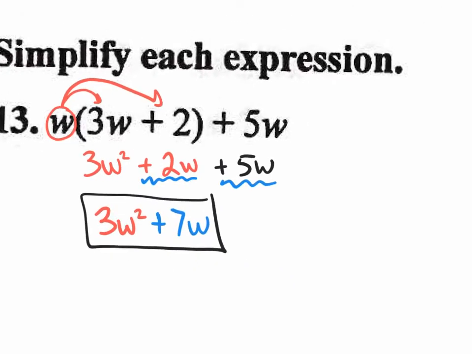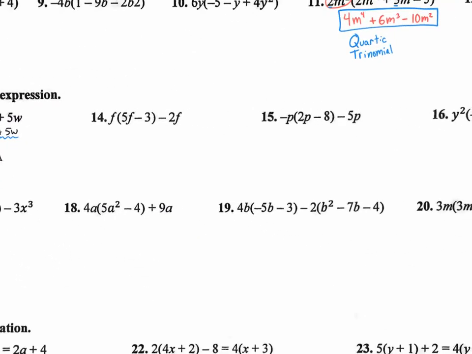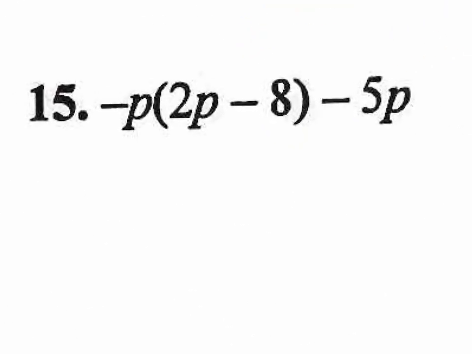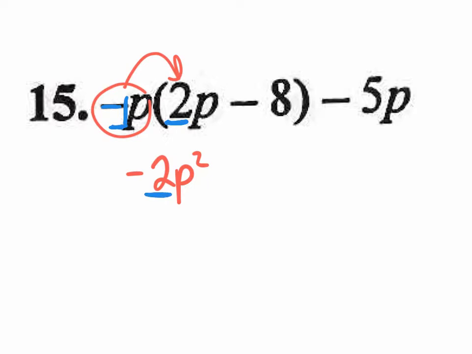Let's jump around to some other fun questions. Let's do one with the negative right in the front, like number 15. So we're going to distribute that minus p times 2p, that is negative 2p squared. Why is it negative? Because a negative times a positive is a negative, and p times p is p squared, that 2 just comes down. Or you could also think of it as that there's really a negative 1 right here in the front. So negative 1 times 2, that's negative 2. Anyways, negative 2p squared is the first part of your answer.